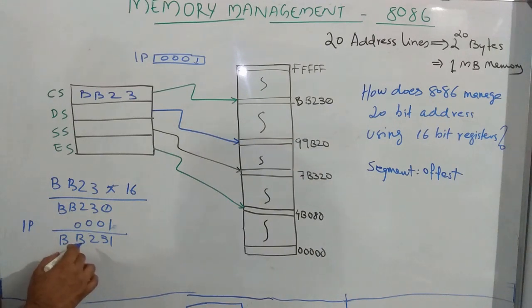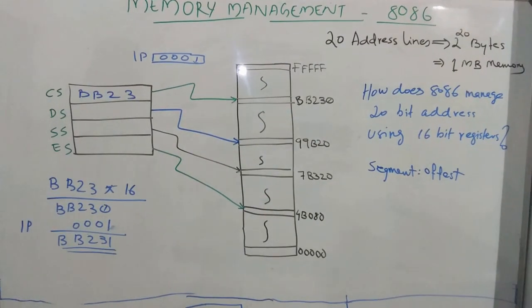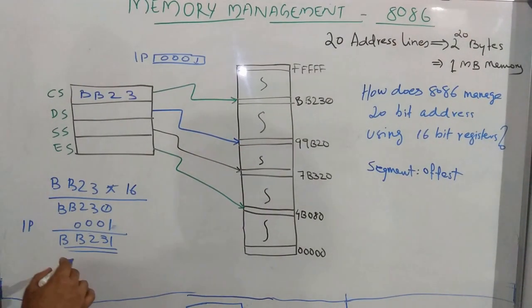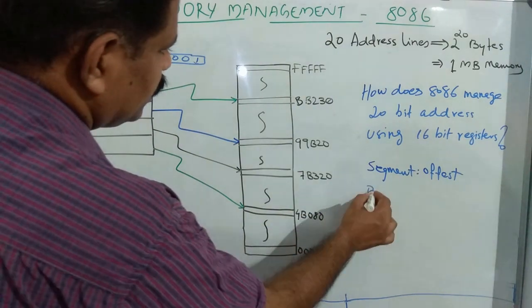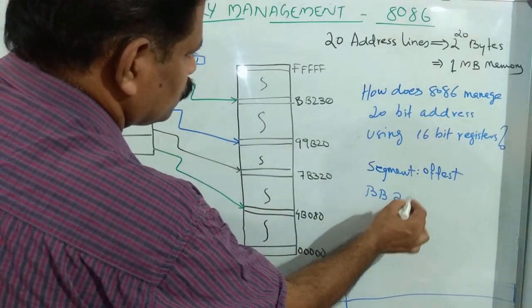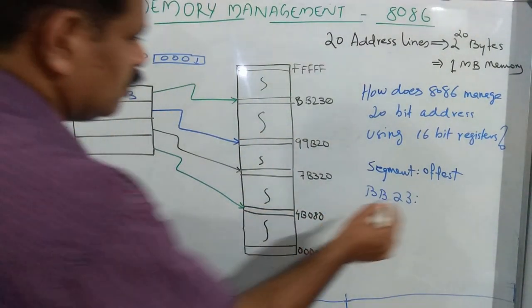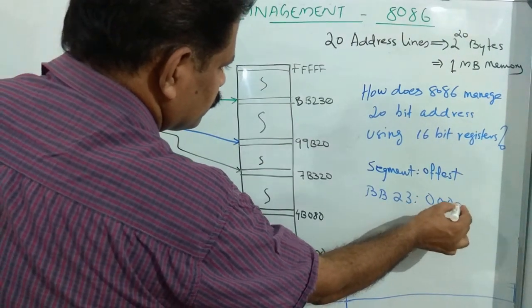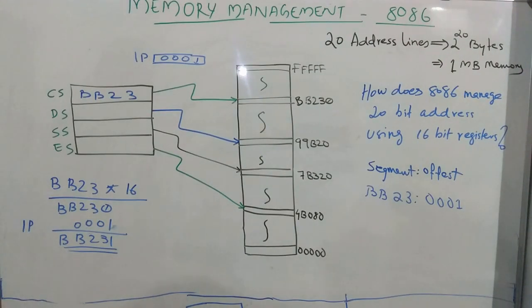That is a 20-bit value, which is the physical address of a memory location. So this address is represented as a segment:offset value: BB23, the content of the CS register, and 0001, the offset that is stored in the IP register.